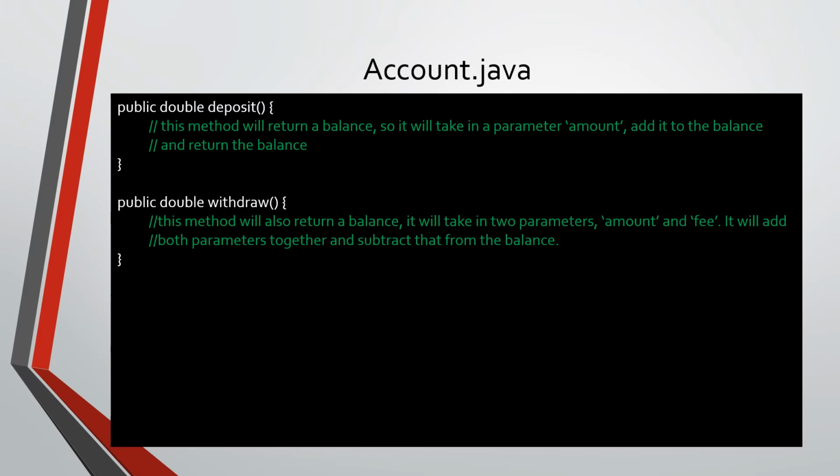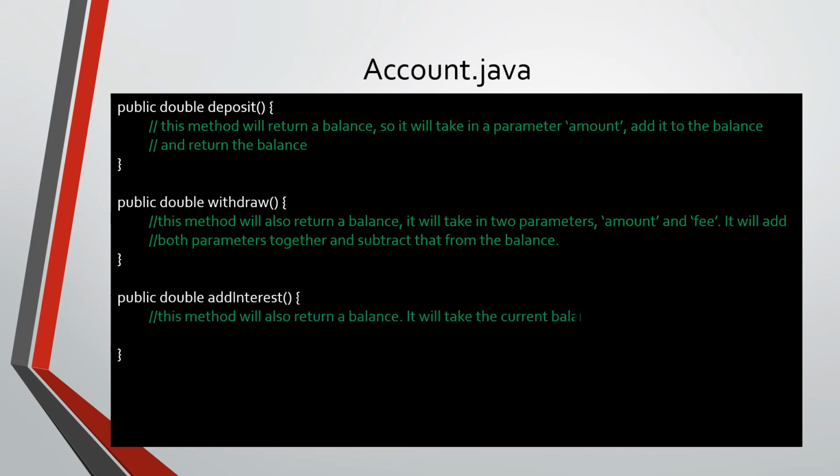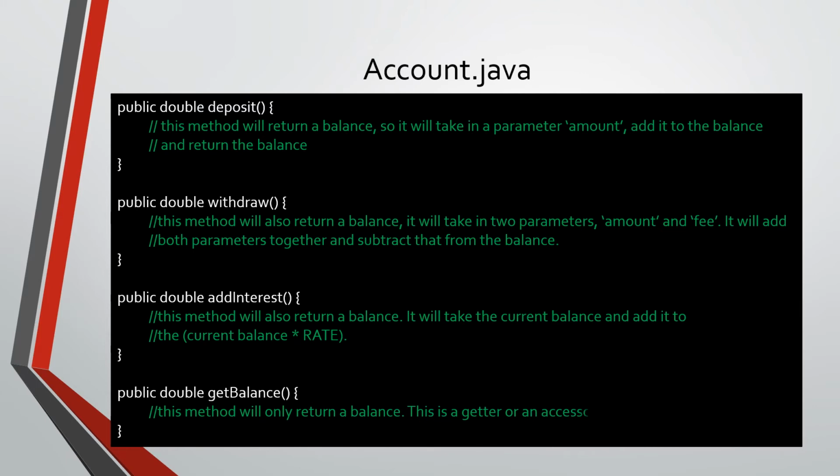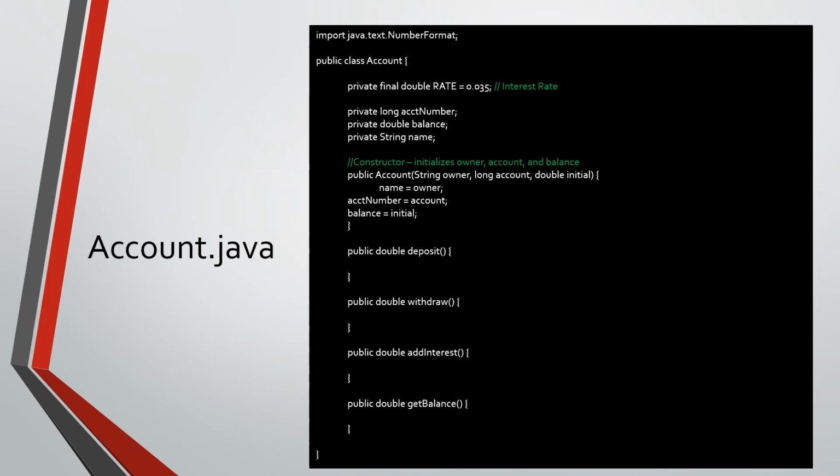The next method will be public double addInterest. This method will also return a balance. It will take the current balance and add to it the current balance times the interest rate. The next method will be public double getBalance. This method will only return a balance. This is a getter or an accessor method. Here is what the program looks like so far. We will continue to add more, but this is the basic layout.